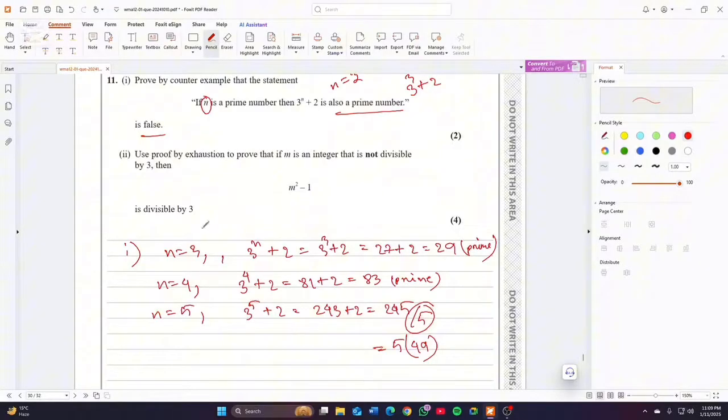It holds true for n equals 3 and n equals 4, but it does not hold true for n equals 5. Therefore, this statement is not true, or this statement is false, and we've proved.